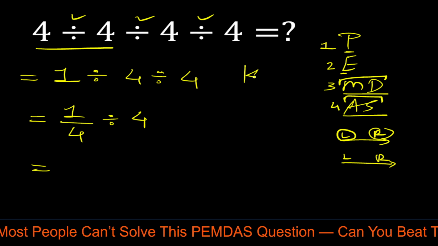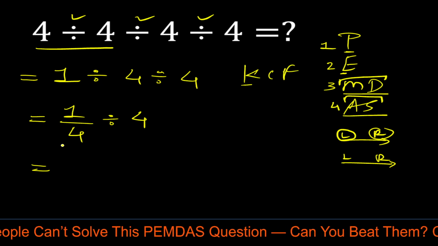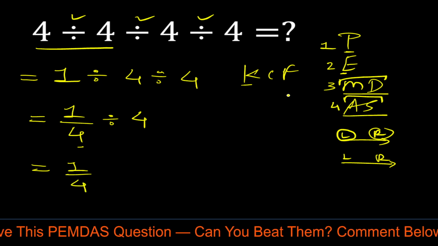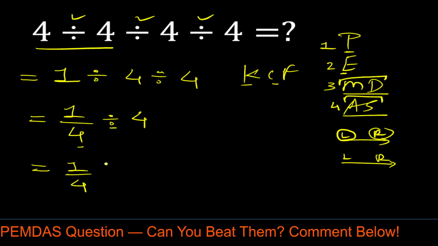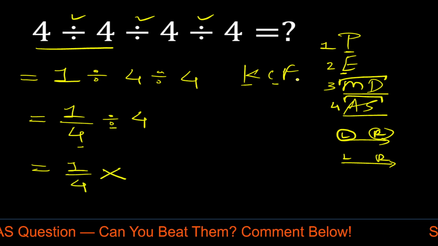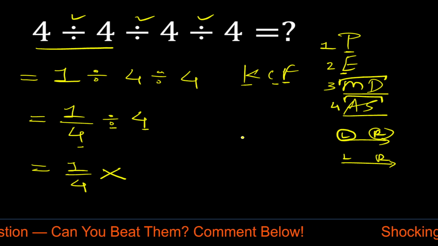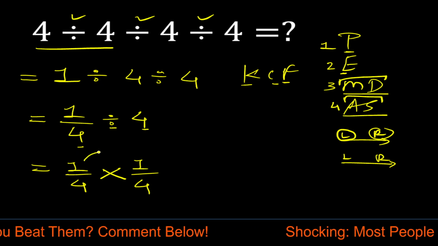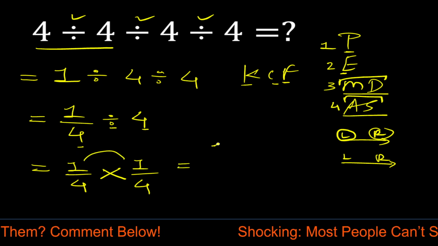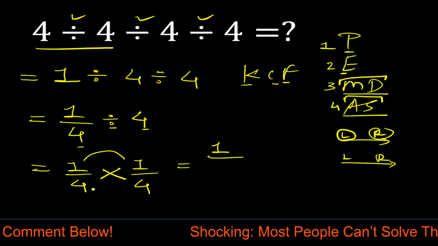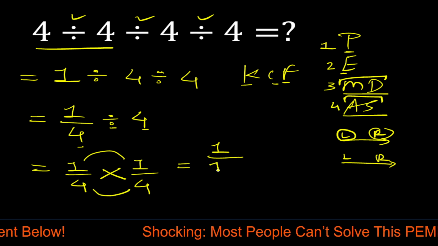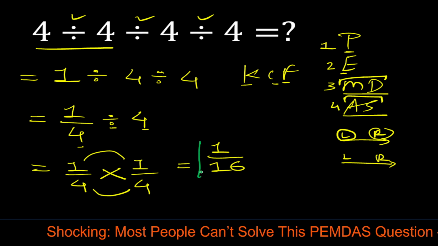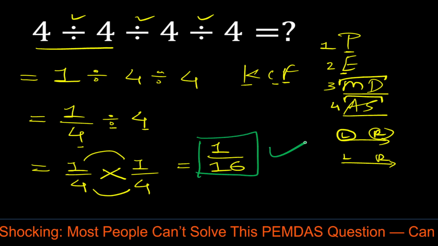Now according to KCF rule, K means keep this first fraction 1 upon 4 as it is same. Then C means change this sign from division to multiplication. Then F means flip this 4 is equal to 1 upon 4. Now 1 times 1, so 1 times 1 is equal to 1. And 4 times 4, so 4 times 4 is equal to 16, right? So the correct answer is 1 upon 16.